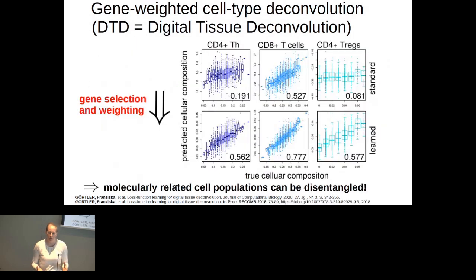The next problem we had, do we have when we have similar cell type profiles? Here we separated the T cells in 3 subpopulations, and we see especially for the 2 CD4 subpopulations, here and here, we have a very bad correlation, and after learning, we can improve for all. So we can also disentangle molecular related cell types.